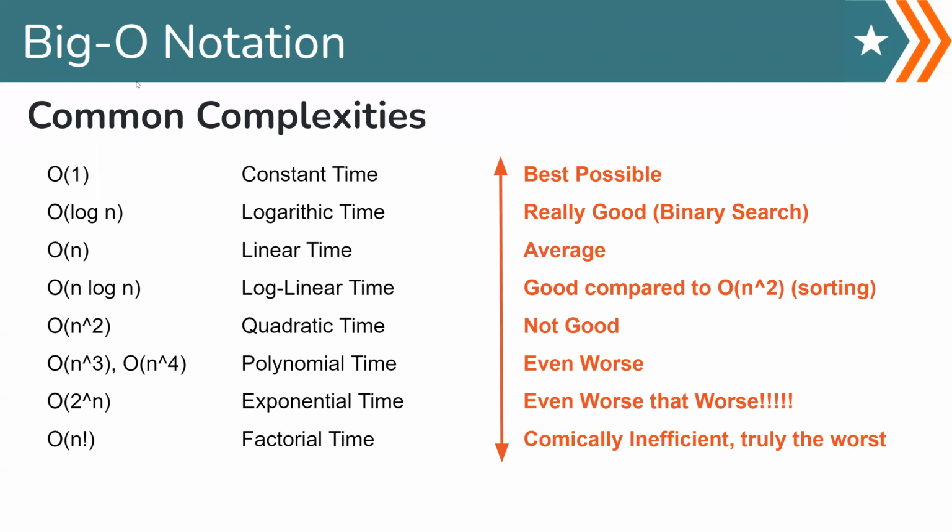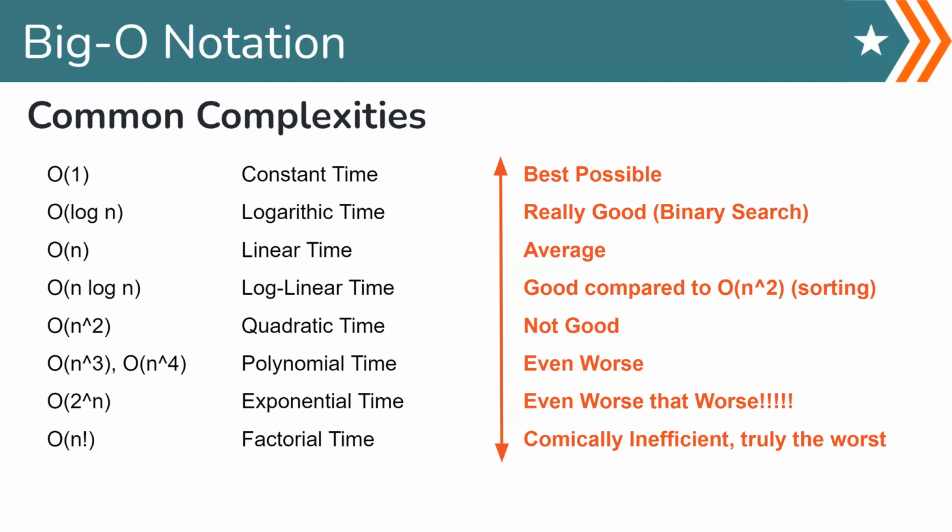Okay, so here's some common complexity cases. We've covered some of these already. I just wanted you to see all of them before we go in more depth. This is constant time. This is the best possible you can get. It's just looking something up in an array, like indexing in an array.